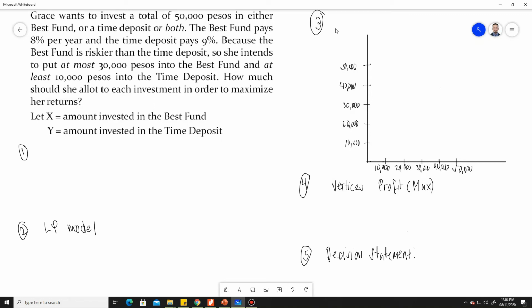Good day, class. I'm here to discuss linear programming, maximization, and minimization problems with mixed signs. Sige, basahin ko muna yung ating unang problem.